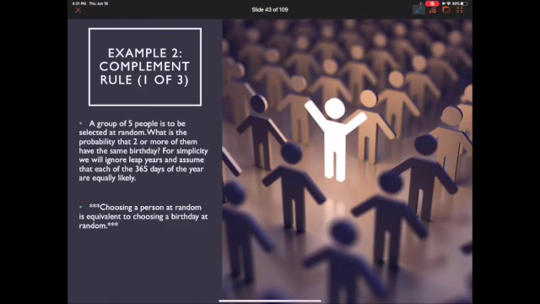So let's go through a complicated example. Okay, a slightly complicated example. It's really not bad. Let's say a group of 5 people is to be selected at random. What is the probability that 2 or more of them will have the same birthday? For simplicity, we're going to ignore leap years and assume that everybody has the same likelihood of being born on each day of the year, right? There are some birthdays that are more popular, like 9 months after Valentine's Day being one of them. Because we're setting these stipulations, choosing a person at random is equivalent to choosing someone's birthday at random.